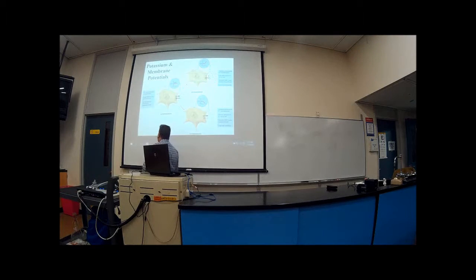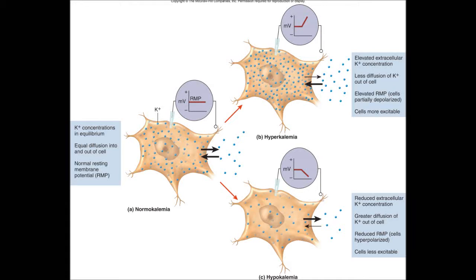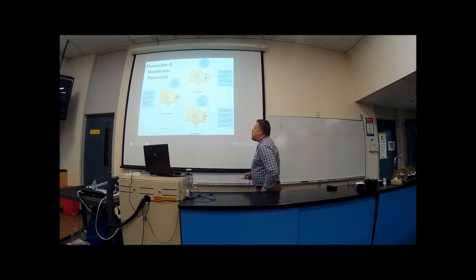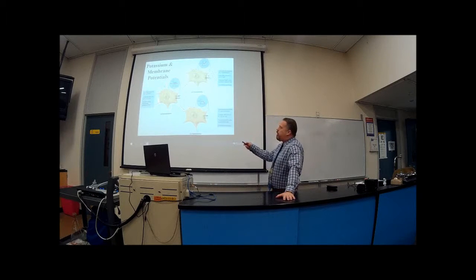So this is a nice little chart to put this all in perspective. Basically what's happening here, here's normal kalemia. In other words, if a person has a normal amount of potassium inside the cells and outside the cells, then you're going to get a membrane potential that should be adequate.